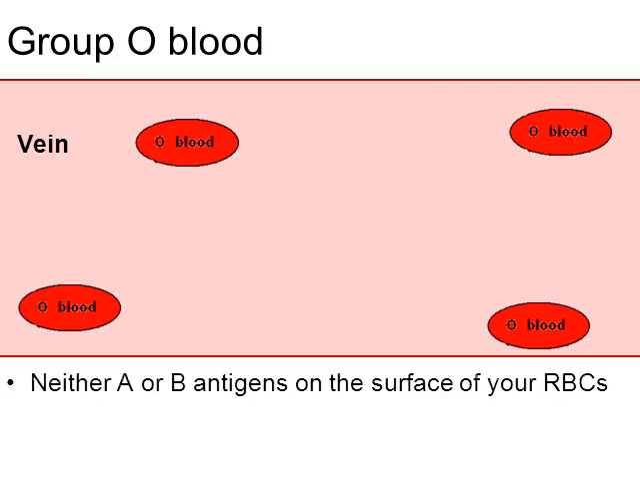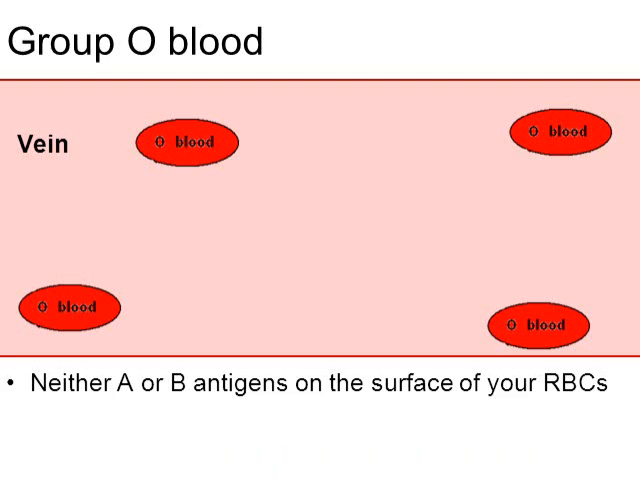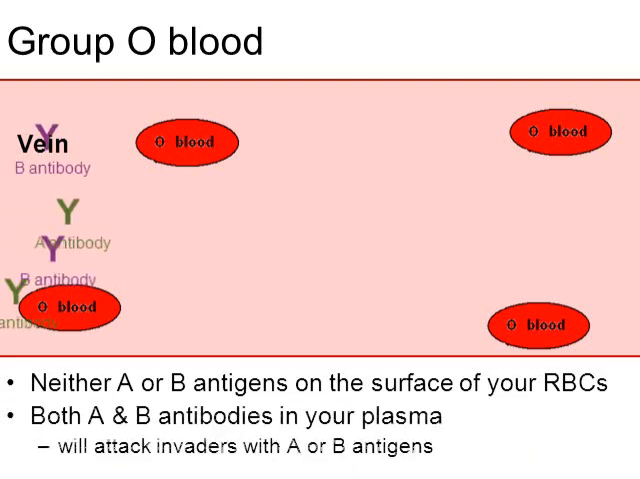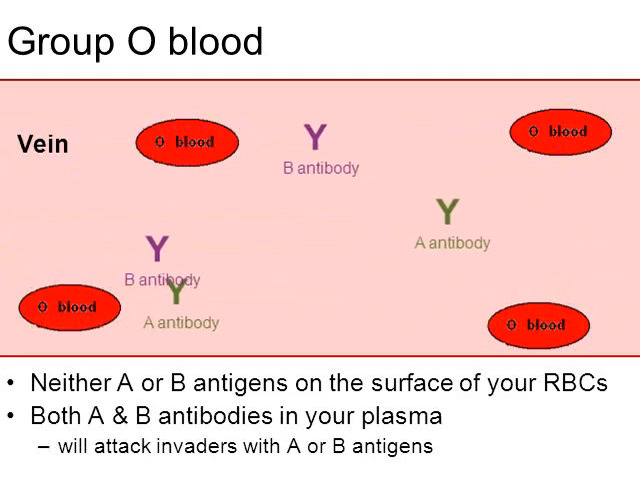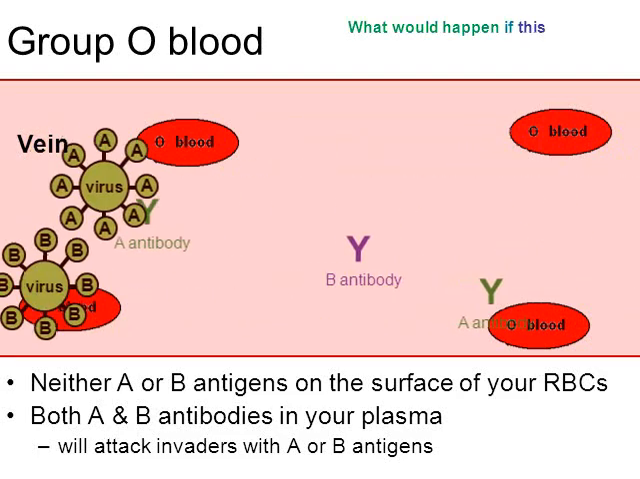Type O, or group O blood. It's called group O, oh no. Oh no means it doesn't have any of these antigens. No A antigen, no B antigen, so it's a red blood cell with neither of those antigens on its surface. So if they don't have the antigens, can you predict what antibodies they will have? I hope you saw a pattern with the other types of blood that we talked about. If they don't have an antigen, they do have an antibody. That's a pattern I hope you picked up on. So because they don't have an A antigen, they do have an A antibody. Because they don't have a B antigen, they do have a B antibody.